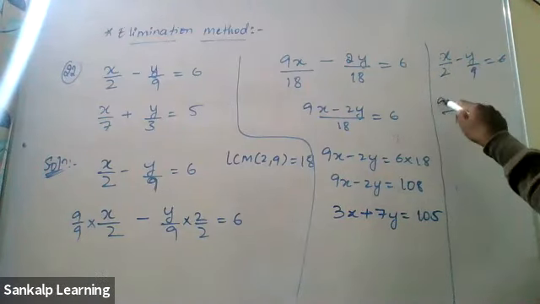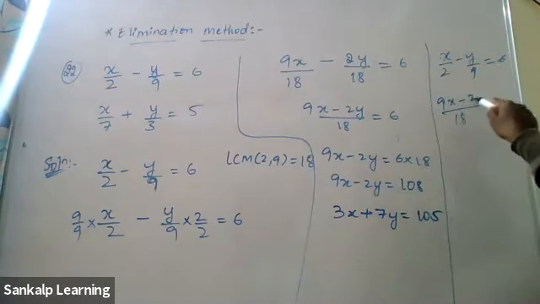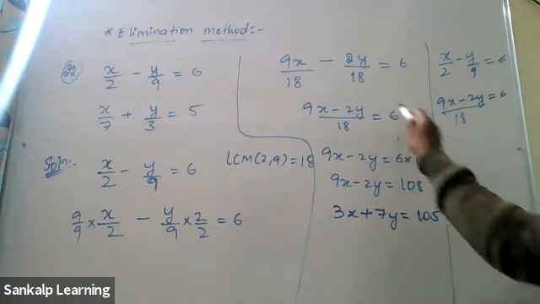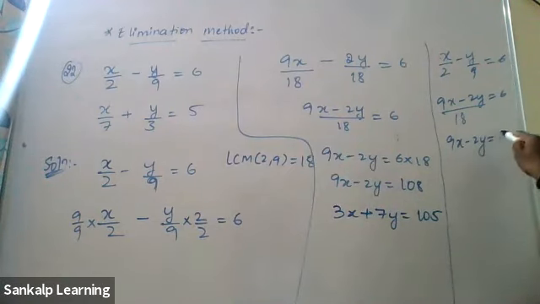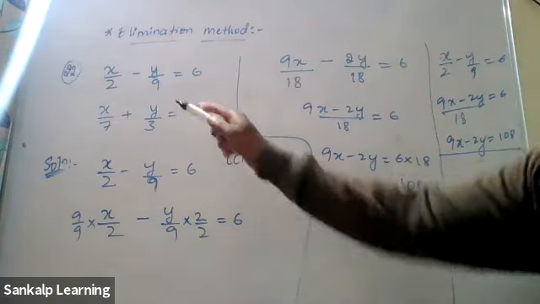9 into x is 9x. 2 into y is 2y. You come directly to this step. Send the 18 to the other side. 9x minus 2y equal to 6 into 18. 6 into 18 is 108. See, you got it very easily. Similarly, you can do for that.